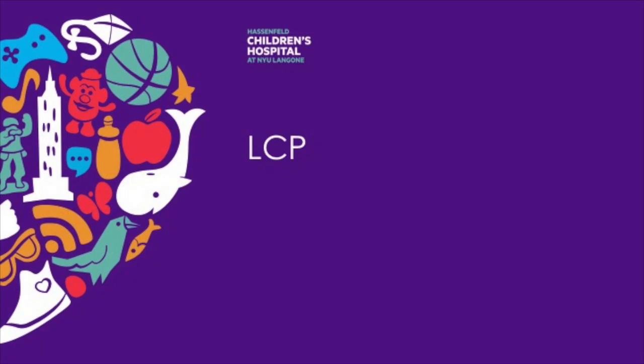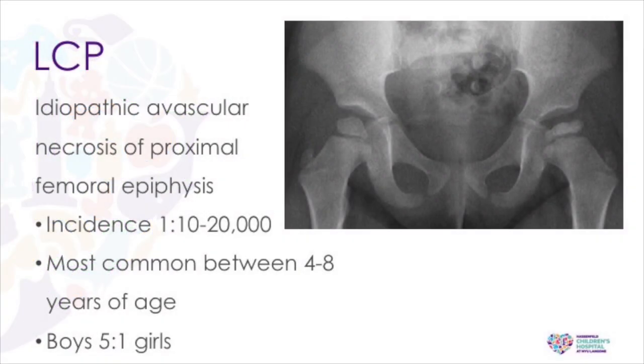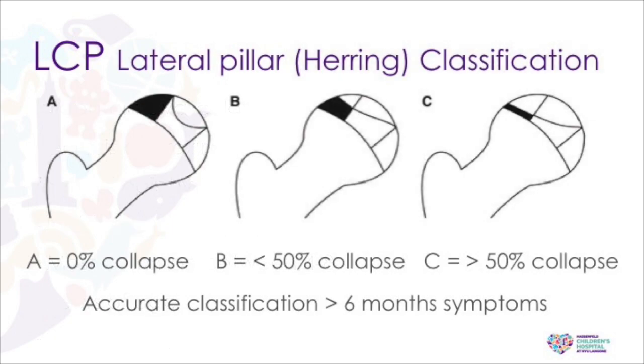Legg-Calvé-Perthes is a relatively rare condition compared to the others we have reviewed, but frequently tested. It consists of an idiopathic avascular necrosis of the proximal femoral epiphysis. The incidence is difficult to determine, but has been set at somewhere between 1 in 10 to 20,000 children. It is most common between the ages of 4 and 8, and boys are affected at least 4 times more frequently than girls. The most widespread classification that dictates treatment decisions is the so-called lateral pillar classification described by Herring.